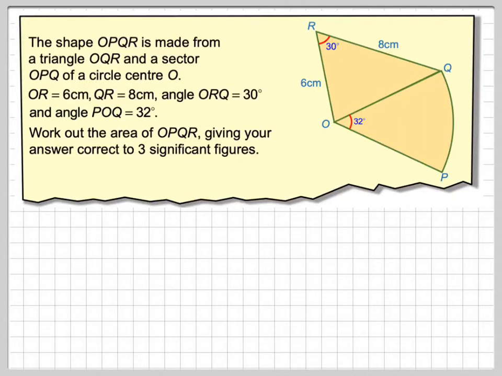The shape OPQR, this shape here, is made up from a triangle OQR and a sector OPQ, centre O. OR is 6 centimetres, QR is 8 centimetres, angle ORQ is 30, and angle POQ is 32. Work out the area of the shape OPQR, give your answer correct to 3 significant figures.